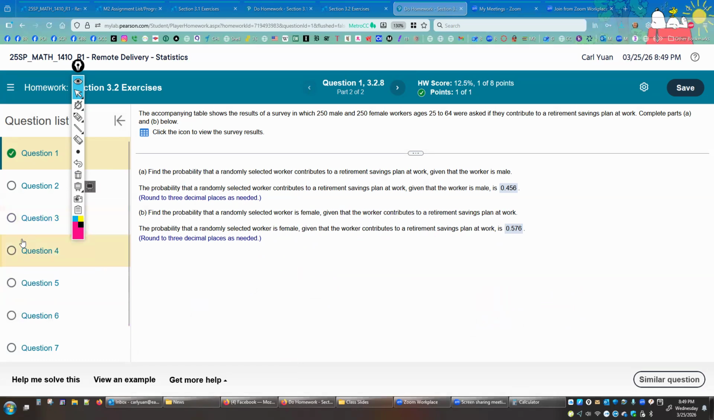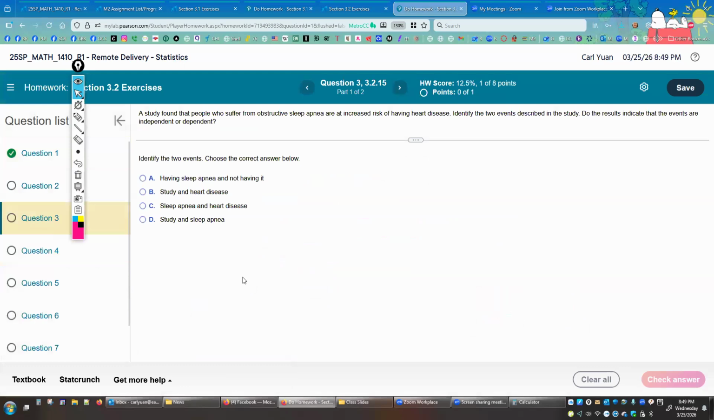number 1, 3. I'm going to do 4 questions here, simply because some of these things are a little convoluted. I'm going to do 1, 3, 5, and 8. So I'm going to do 3. Number 3 says, a study found that people who suffer from obstructive sleep apnea are at increased risk of having heart disease. Identify the 2 events described in the study.